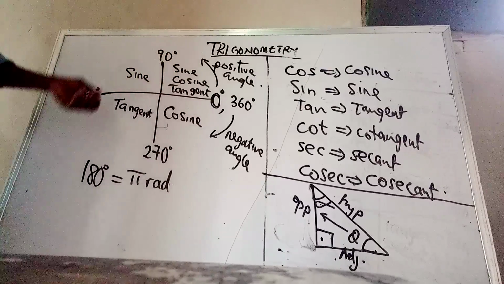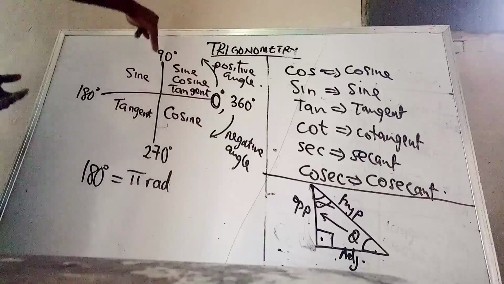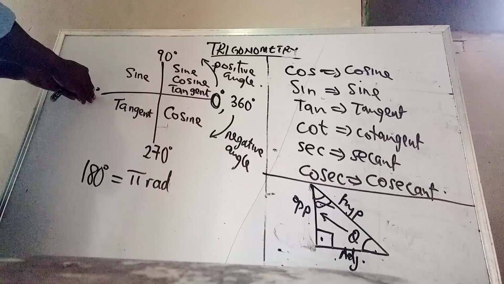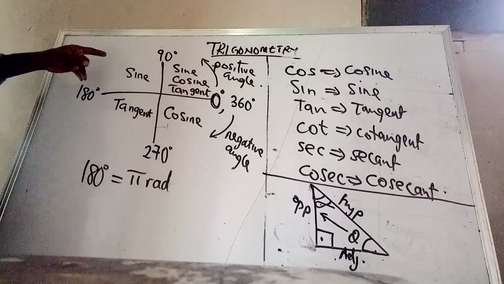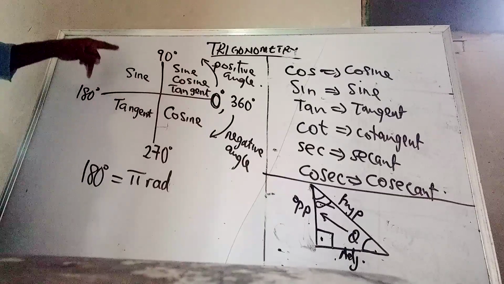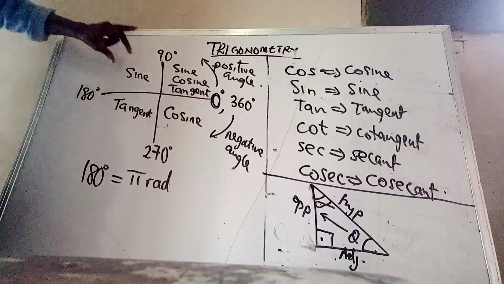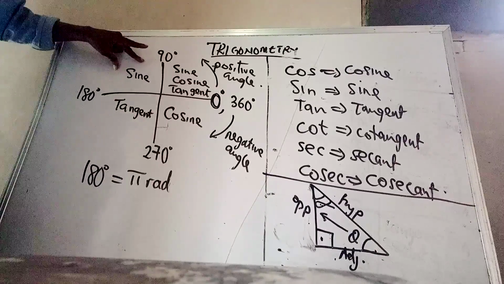But when you get here, any angle that is greater than 90 and less than 180 will give you a positive value if you are checking the sine of that angle. But if you are checking the cosine or tangent of any angle within this quadrant, it will give you a negative value.